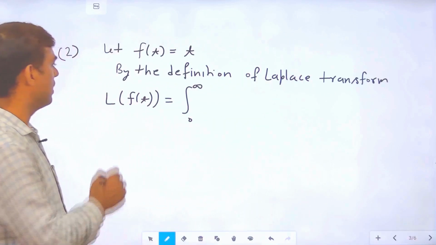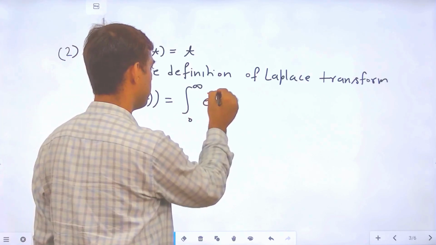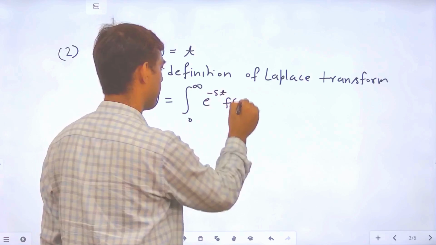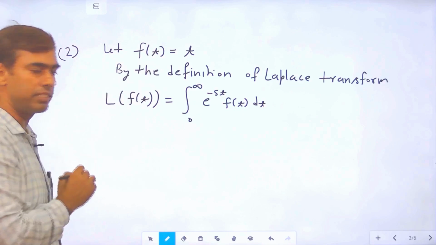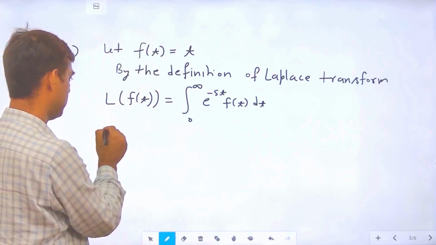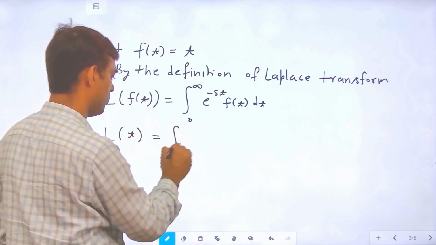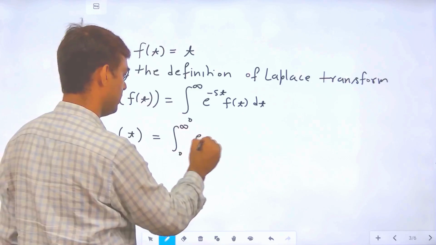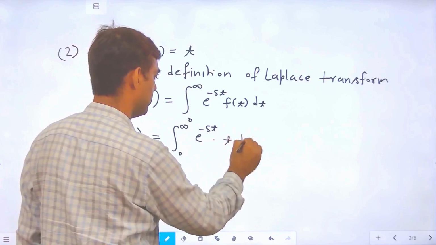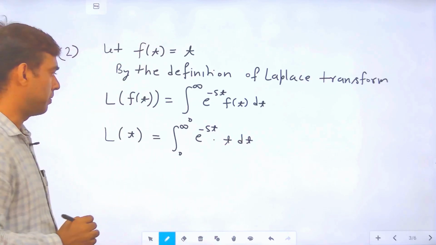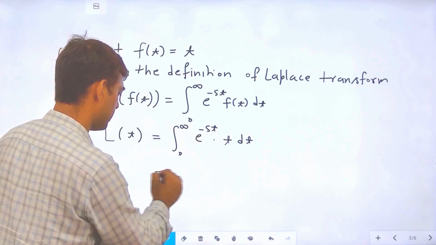So, the Laplace transform of f(t) equals the integral from 0 to infinity of e to the power minus st f(t) dt. What is f(t) here? f(t) is t. So in place of f(t) we write t: the integral from 0 to infinity of e to the power minus st t dt. Now if we find the integration of e to the power minus st t, then this becomes what?